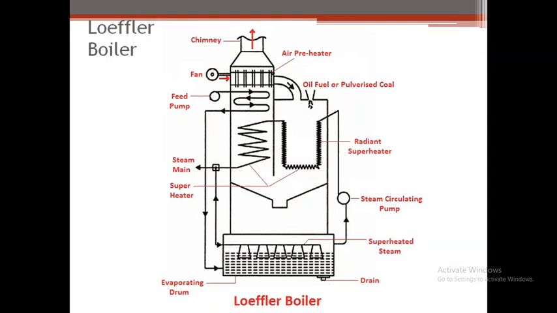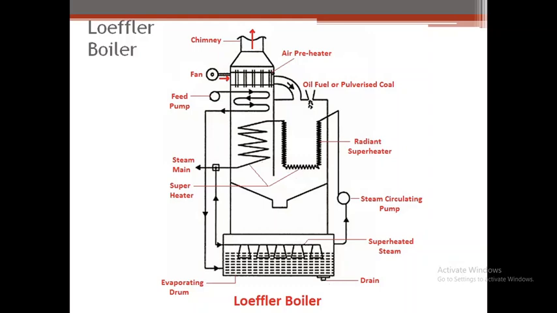And last is the pulverized coal. In this boiler, pulverized coal is used as the working fuel. Why? Because it is more efficient at producing heat. So here we have seen the different parts of this Loeffler boiler. Now we are going to see the working of this Loeffler boiler.